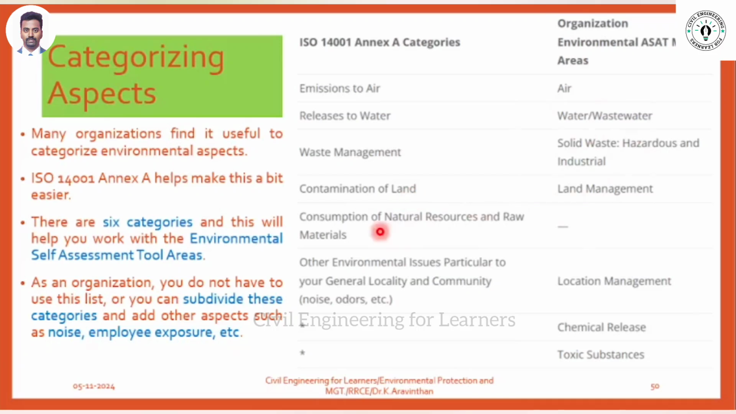Consumption of natural resources and raw material. What raw materials they consume should be taken. Consumption of natural resources, how much they consume, is one of the aspects, and sixth one is other environmental issues, particularly to the local community. It might be noise, odors. So these six have to be considered as the aspects. Apart from this, there might be chemical release or toxic substance. Toxic substance could also provide odor. Chemical release can also provide odor.